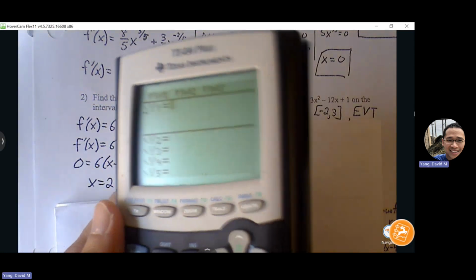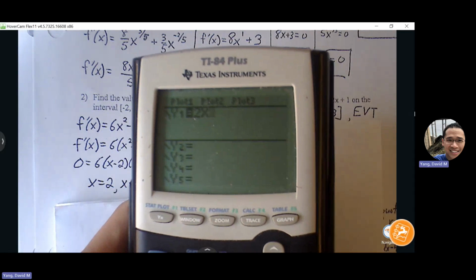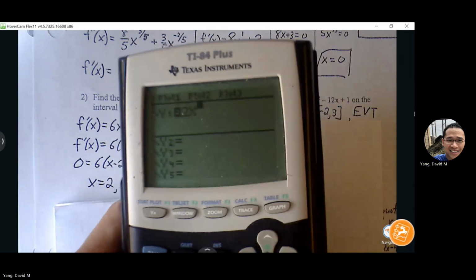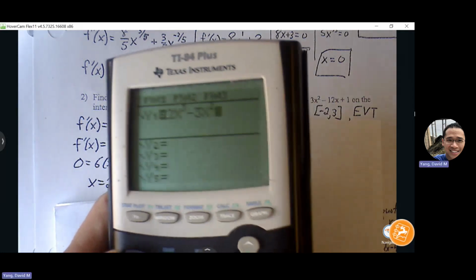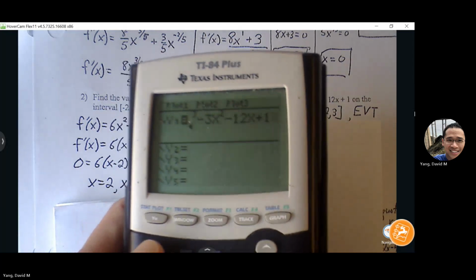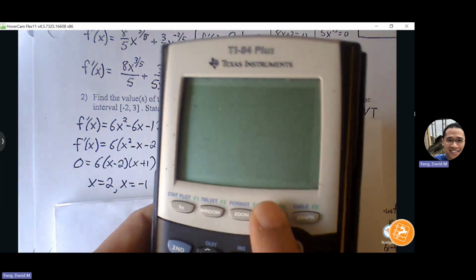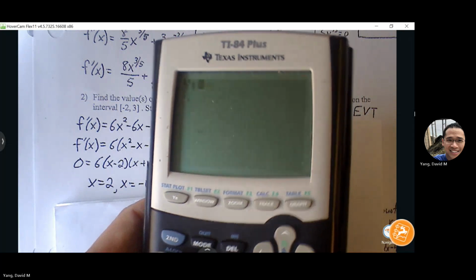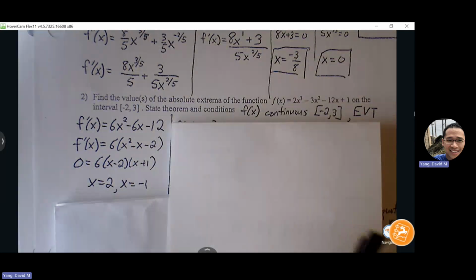So, again, if you want to save time by using the alpha trace, you can, but not a huge deal if you don't. Alpha trace will get you that Y1 menu, and then just spend time to plug in each of your critical points and endpoints.